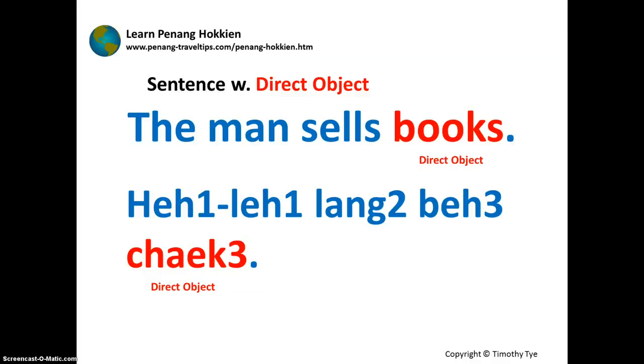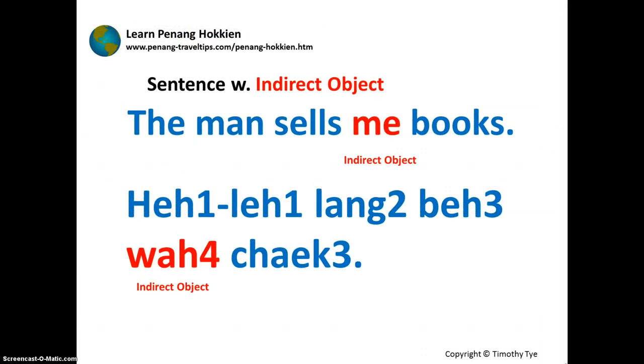A sentence with direct object. The man sells books. In Penang Hokkien, hele lang be che. The structure is the same both in English as well as in Penang Hokkien. A sentence with indirect object. The man sells me books. In Penang Hokkien, hele lang be wa che. The structure is again the same.